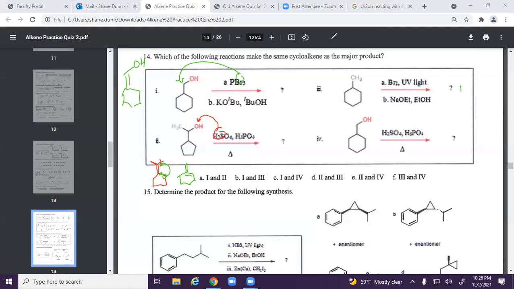Two would give you bromine goes here, bromine leaves, and then that occurs, which would give you this. So actually, yeah, I figured that's what you get right there. Those are the same as each other. So there we go. The answer would be D, 2 and 3.